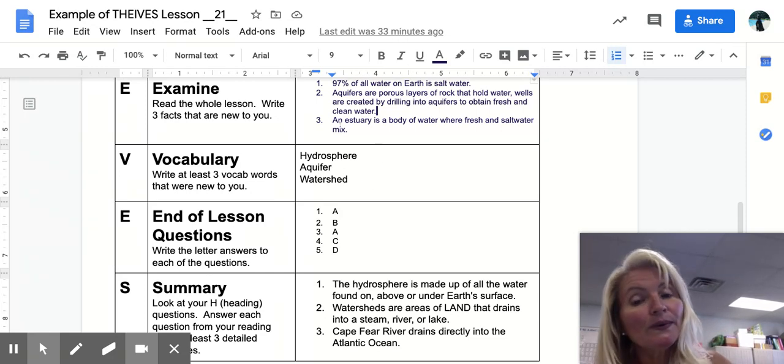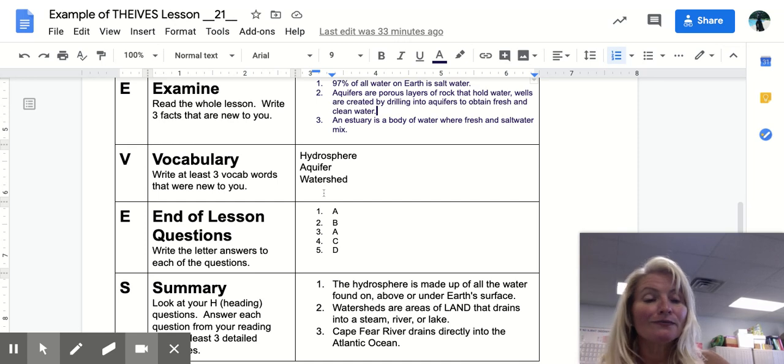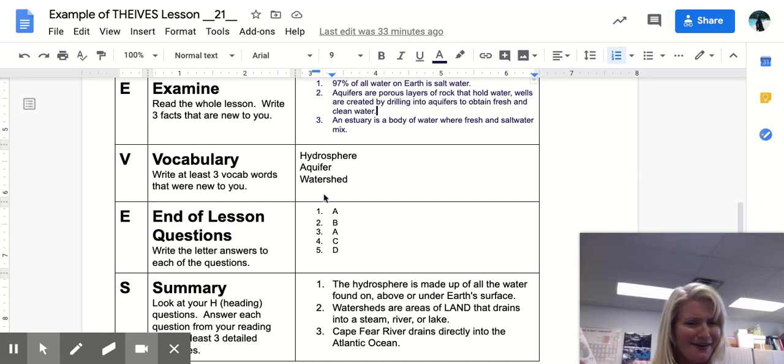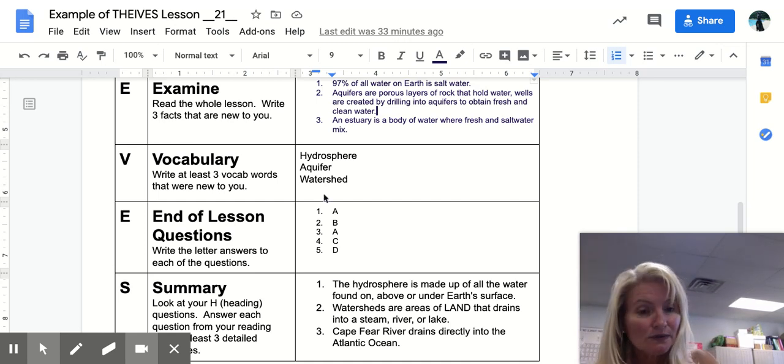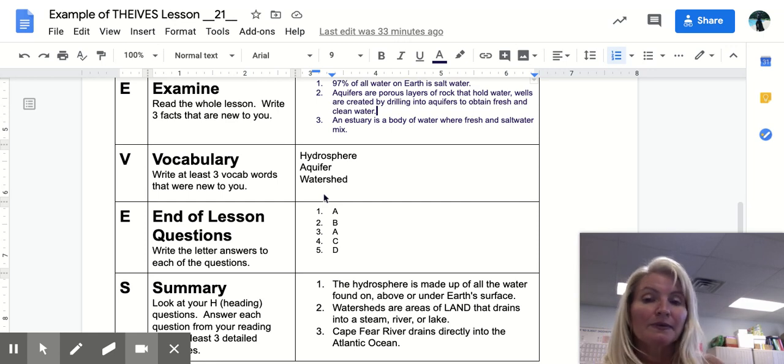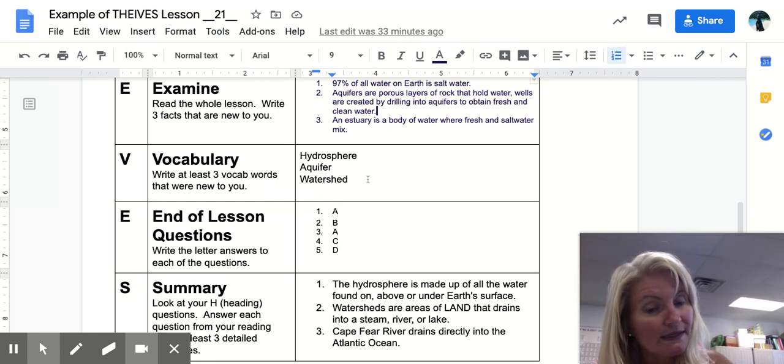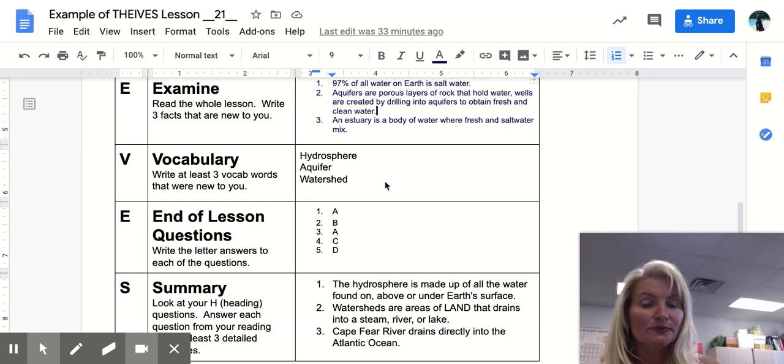If you do know what all of these words mean and you've read an entire lesson, you're like, I know those words as well, I still would like you to write 3 vocabulary words. This will focus your attention and make you pay attention to all the connections within that lesson. It'll also help you remember the idea a little bit better.